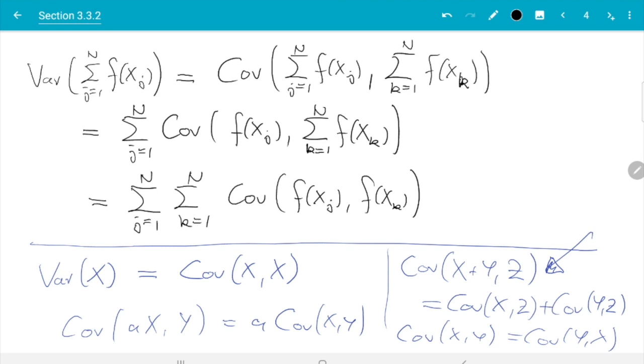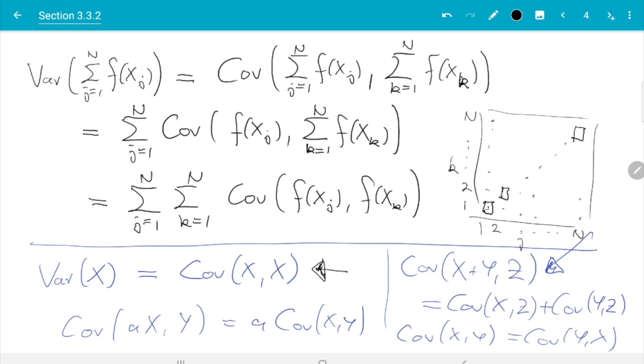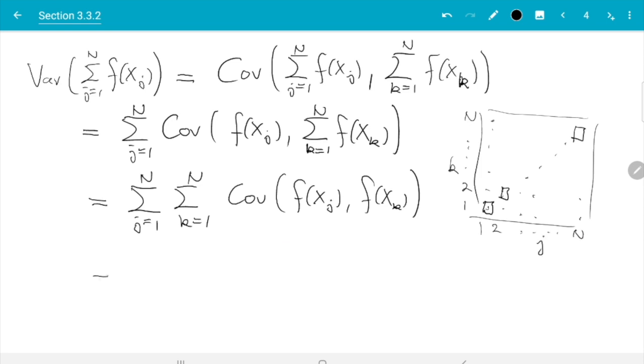So let's first check that we can use the first rule again. Namely, if we have a covariance of something with itself, then it is a variance. And I want to use this for the diagonal elements where j equals k. So what I imagine in my mind is a square where j goes from 1 to n and k goes from 1 up to n. And each of the entries in this grid corresponds to one term in the sum. We have n squared terms because both sums go from 1 to n independently. And the diagonal elements are the ones where j equals k. In this case, we know the covariance of f of xj with itself equals the variance. So what we can do is first write the diagonal elements: the sum over j from 1 to n of the variance of f of xj.